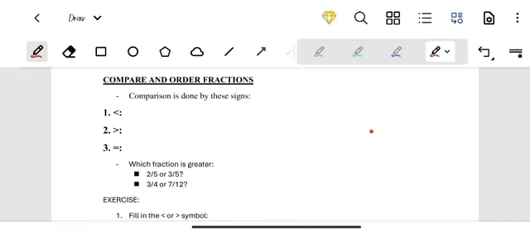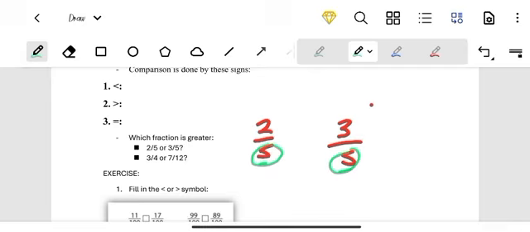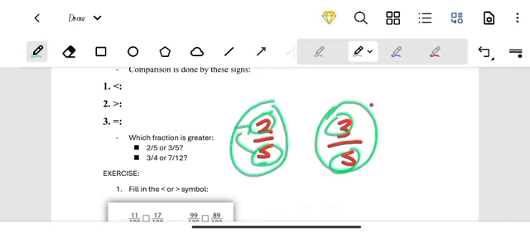So I provided an example down here which says which fraction is greater. We are given two fractions: 2 over 5 and 3 over 5. To compare, you look at the denominators first. We can see that we have similar denominators, so we jump to the numerators. On this side we have 2, on this side we have 3. So 3 over 5 is greater than 2 over 5, meaning the sign is going to be like that.